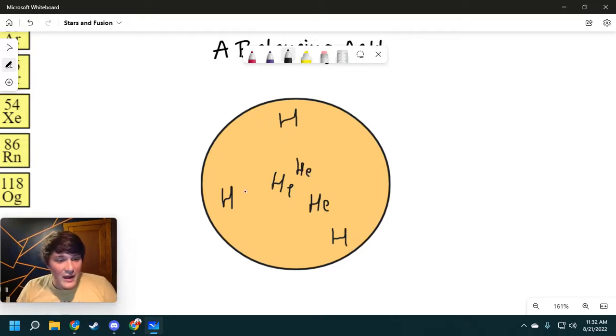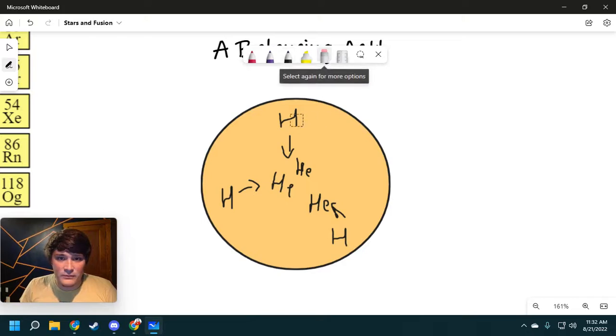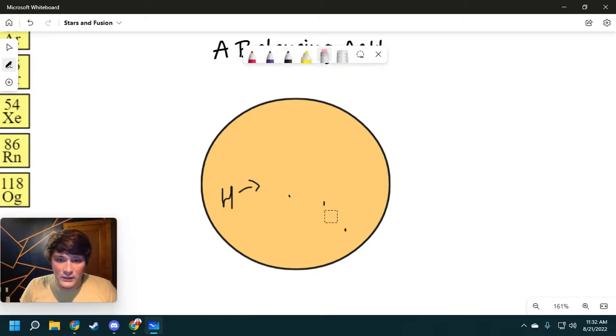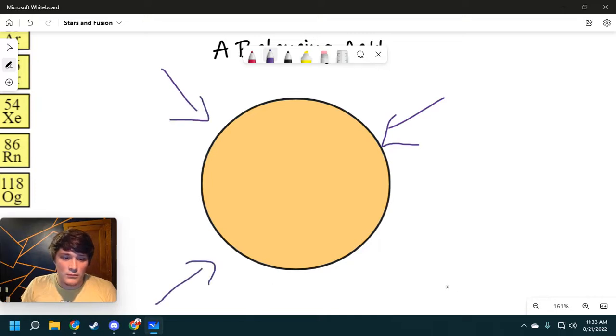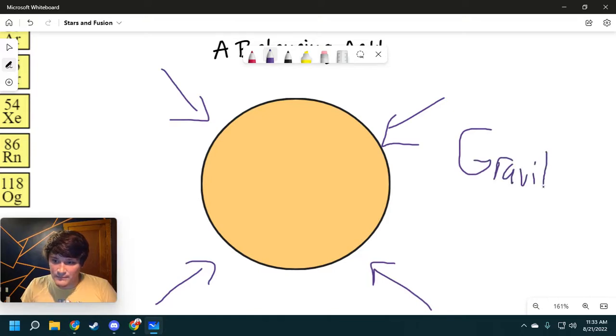Okay. So when heavy stuff gets created, it gets shoved down into the middle, deeper into the star. And so we get more and more pressure because the star now is getting heavier and heavier. As the star gets heavier, now all of a sudden the gravitational force is stronger because heavier objects have stronger gravity. So we have gravity pushing in on this star. This is gravity.